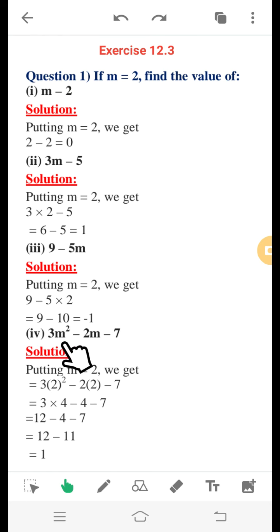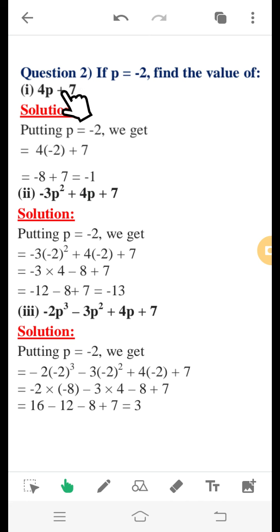Fourth one, 3m square minus 2m minus 7. Putting m is equal to 2, we get 3 into bracket 2 square minus 2 into bracket 2 minus 7. 2 square means we have to multiply that number 2 times. So it's 3 multiply 4 minus 2 2s are 4 minus 7. 3 4s are 12 minus 4 minus 7. Minus 4 minus 7, so it's minus 11. So 12 minus 11 is equal to 1.